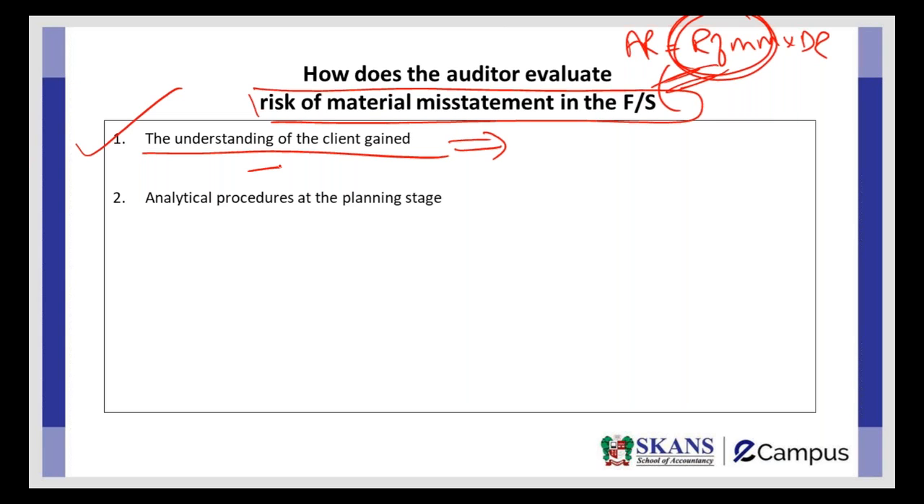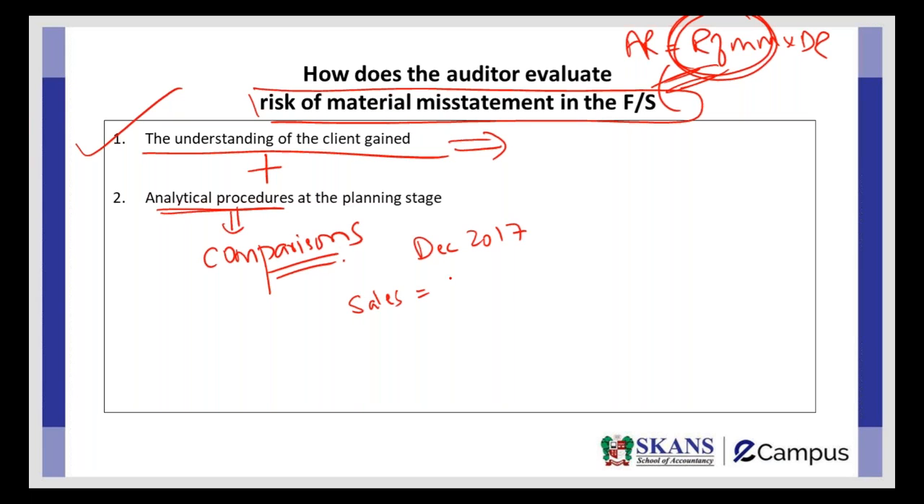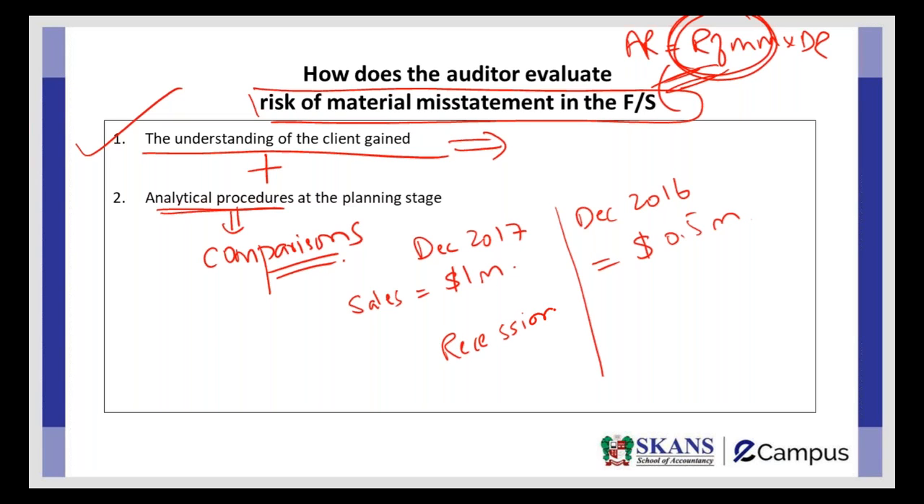In addition to this, I need to find more risks by conducting something called analytical procedures. Guys, analytical procedures is just a very fancy way of saying comparisons. This is very interesting and very logical. So you're auditing the financial statements for the year ended 31st December 2017. In the financial statements, the revenue has been recorded at $1 million. So this is a story I'm telling you. Last year, in December 2016, the revenue was maybe 0.5 million. And in 2017, the industry underwent recession. So this is the story that I've told you.